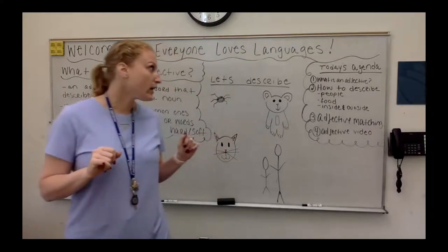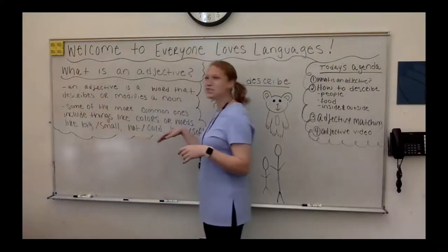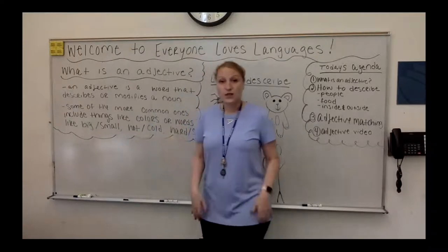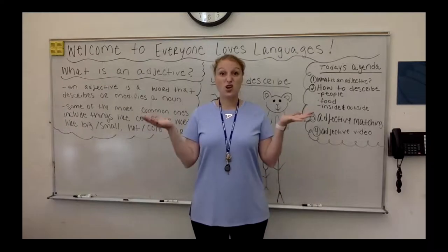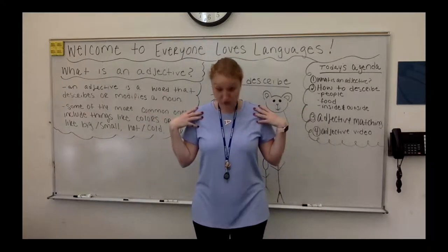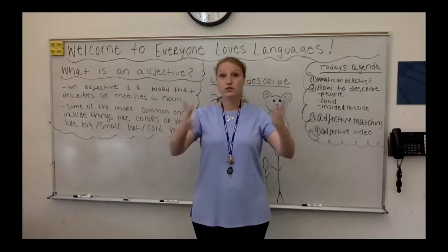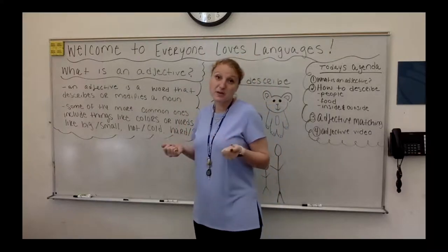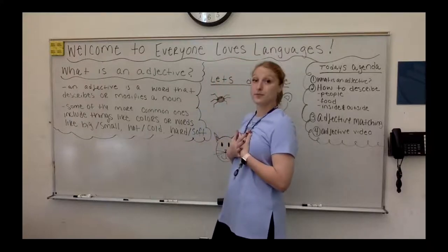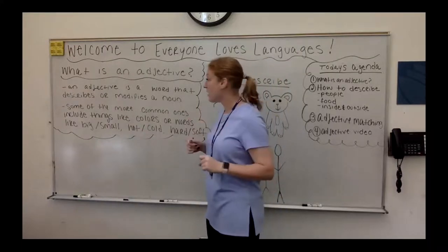So let's start out with what is an adjective? An adjective is a word that describes or modifies a noun. Really just focus on that describes piece. So if we're describing Alex, that's me, you would say she's tall, she's wearing blue, she's blonde, blue eyes, fair skin, red nails. All right. That's how you would describe me, pretty much. So it's things that describe a noun. I'm a person. Things that describe a noun. We got it. All right.